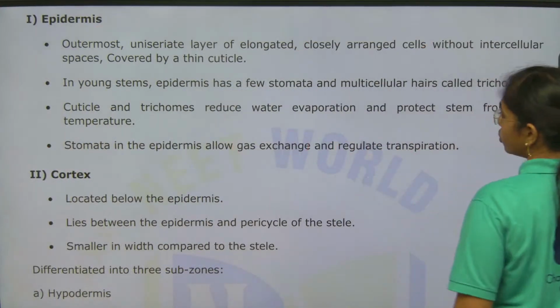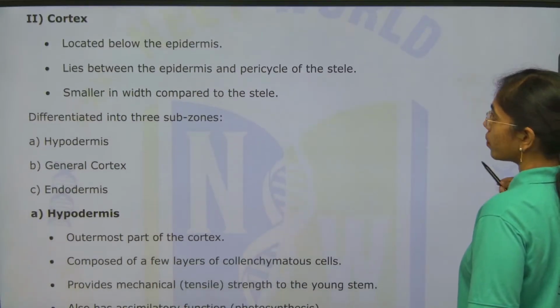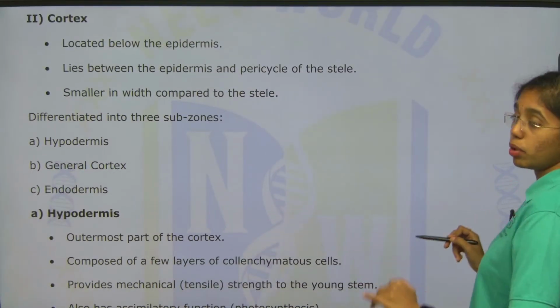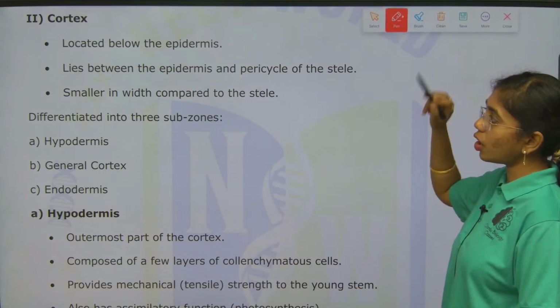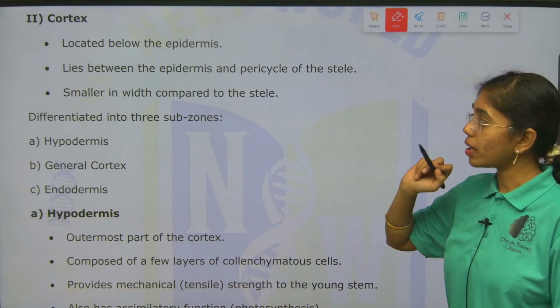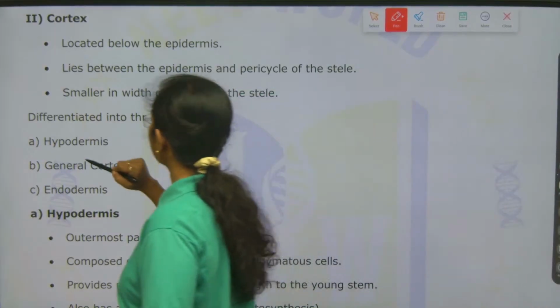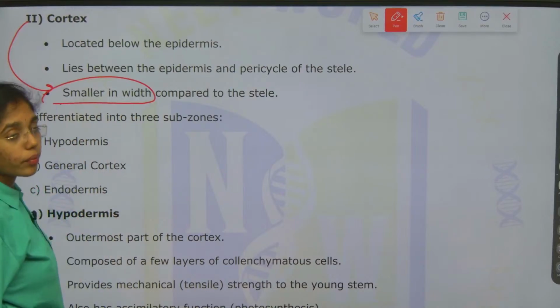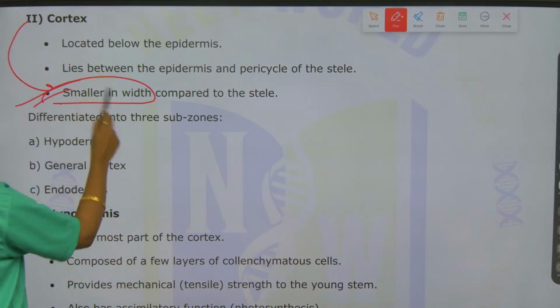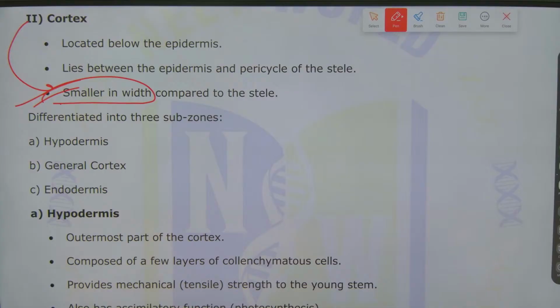Next you observe the cortex. The cortex is located below the epidermis and lies between the epidermis and the pericycle of the stele. That cortex is further differentiated. The cortex is smaller in width when compared to the stele. If you want to write this point, you can write it; if not, you can leave it, no problem.